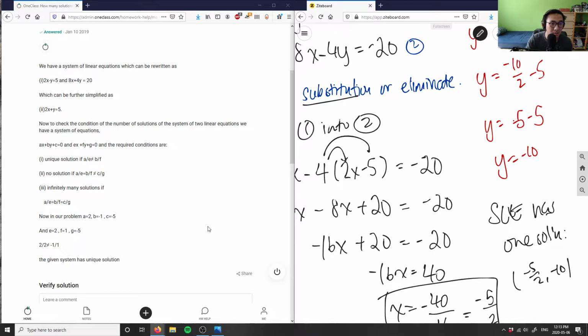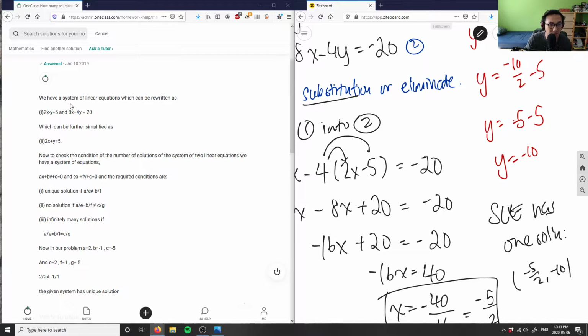And let's see what they did here. It says we have a simple system of linear equations, which is further simplified. So they can check for systems of linear equations. Now in our problem, we have 2, negative 1, and negative 5. Okay, so they're actually rewriting this as a matrix, and they're trying to solve, basically using systems of linear equations to solve for if it has one solution, a unique solution, like I had here, no solution, or infinitely many solutions as well.